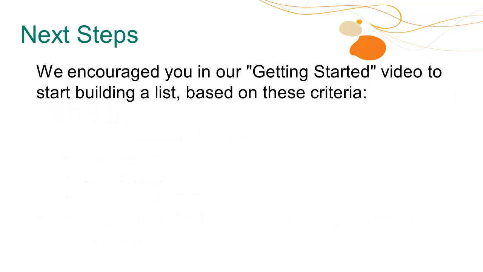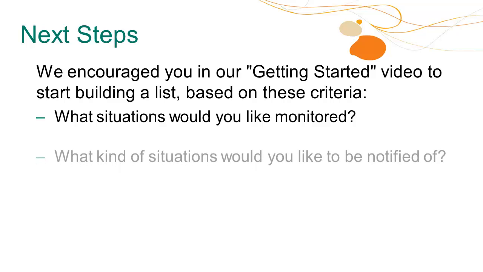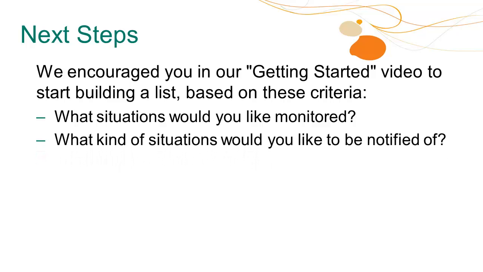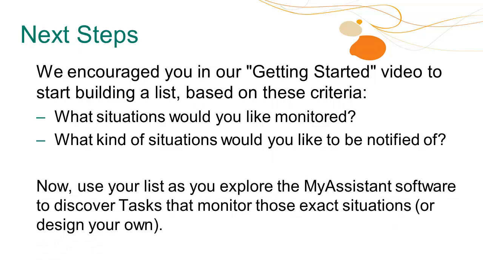As discussed in our Getting Started video, the first thing we recommend in starting with the Sage MyAssistant software is to begin building a list of situations that you'd like to have monitored, as well as situations where you'd like to be notified if something happened. This is where the list comes into play, as when you now explore the Sage MyAssistant software, you have a guide to either discover pre-built tasks or design your own tasks that monitor and report on those exact situations.